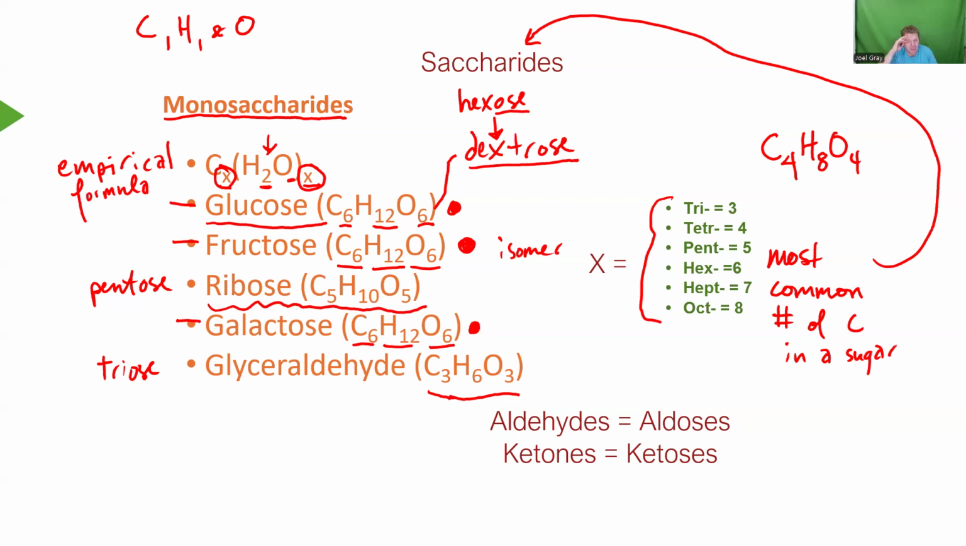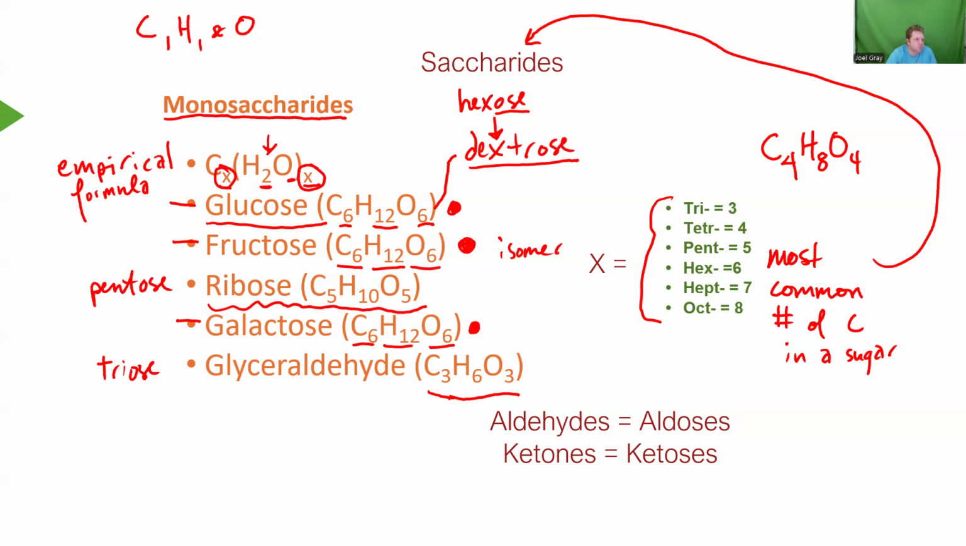It's pretty uncommon to find a sugar that's 9 carbons or 10 carbons. It's possible, in which case you would have this different prefix. If it was 9 carbons, it would be nonose. If it was 10 carbons, it would be decose. But like I said, the frequency, how commonly you see those, it's not very often. So that's why we stick with 3 to 8 as the range for our sugars.